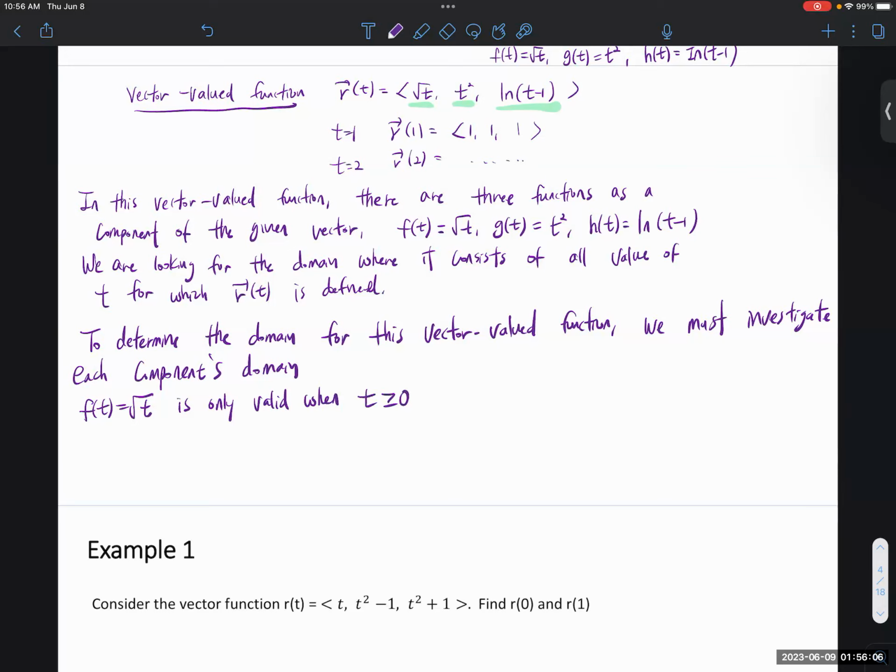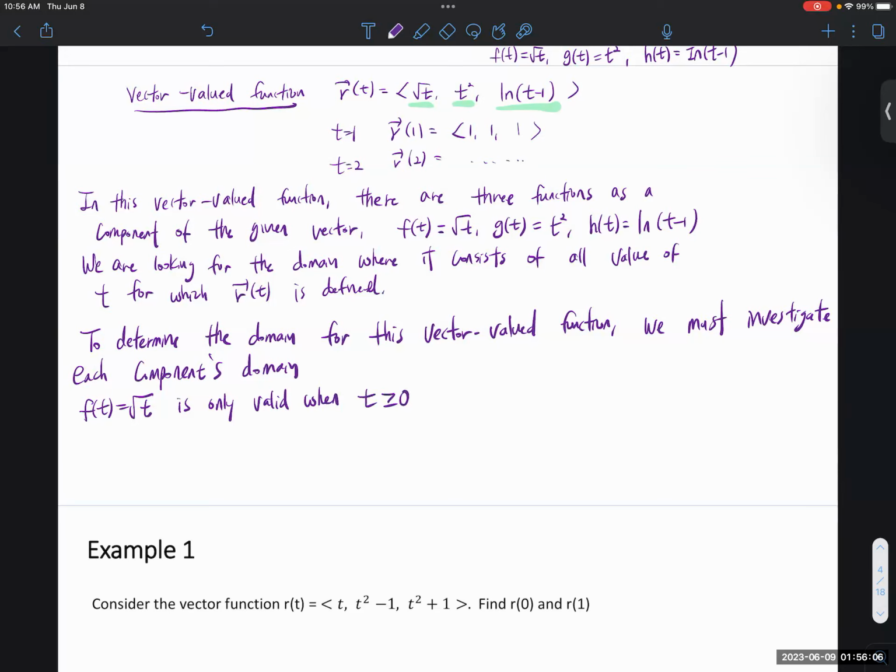Okay, now they are asking, find the domain. This is the vector valued function. Why? The R vector given is a vector valued function because I check each component of this function is a function form, correct?